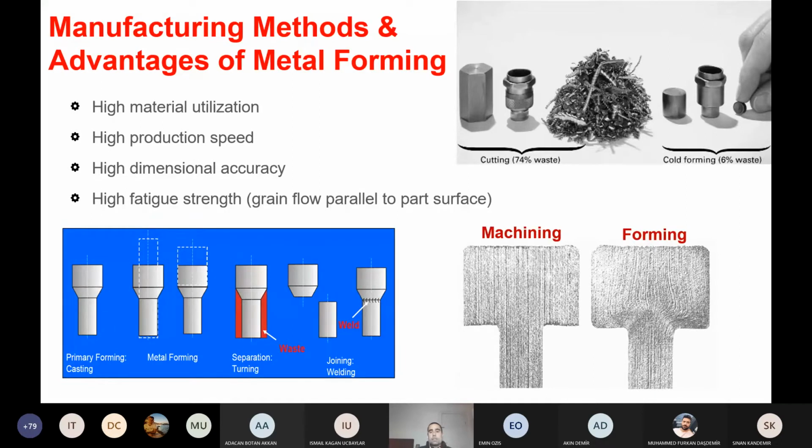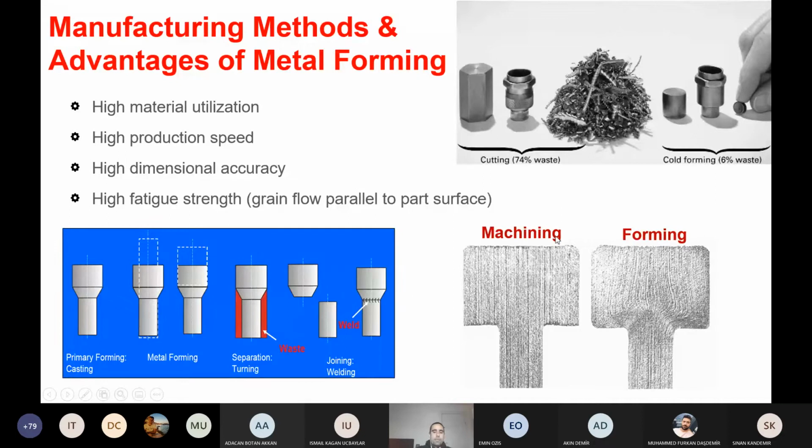Fatigue is a very critical subject, which determines the life of a component, especially in a system where things are rotating or, as I said, subjected to cyclic loads like tension, compression, and so on. And the microstructure of the material plays an important role in fatigue life.